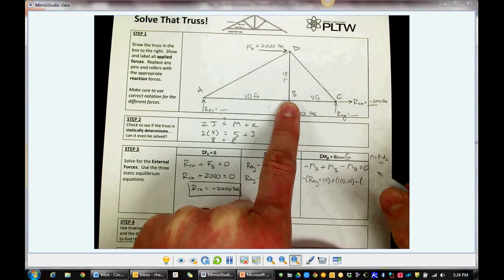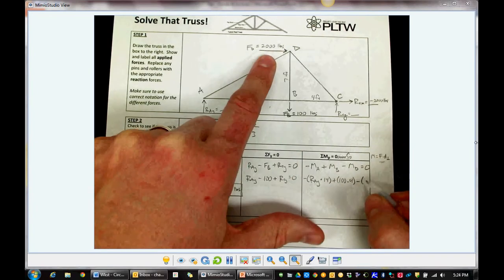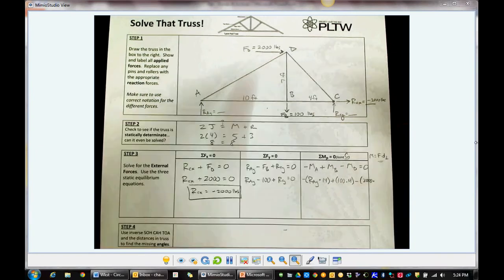Minus, okay, the moment from D, the force is 2,000 pounds, times the distance perpendicular to the line of action. Now this one's the one that's a little bit trickier.